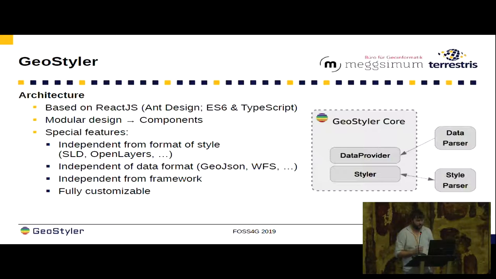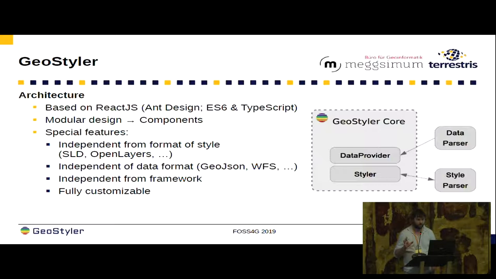And we have some special features, which is very important for us. We are independent from the format of the style. As you can see here, we have the core, and on the right-hand side, we have a data parser that's needed to get knowledge about the data we want to style, and we have a style parser, and they're completely independent. So at the moment, we have style parsers for SLD, for OpenLayers.